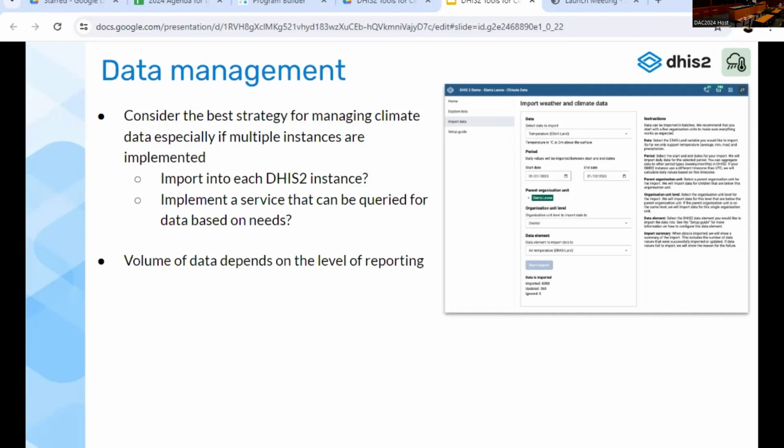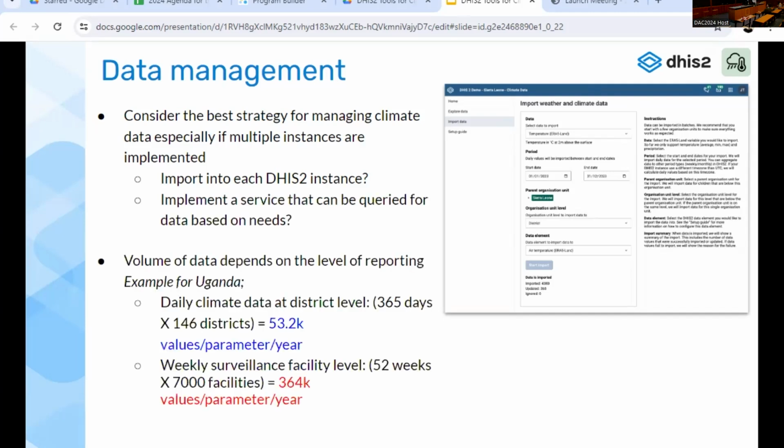Yeah, but the other one that I wanted to mention, and this came in some of the demonstrations that we've made, is the volume of data. And just to say that it largely depends on where you are importing this data. By design, you can import data at facility level. You can import at sub-district, that could be something between a district and a health facility. You could import at district level, or you could import at provincial level. But you need to see where you do your analysis. Where does it make sense to analyze climate data?